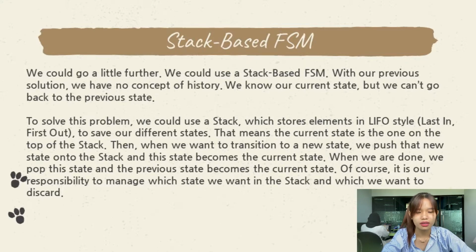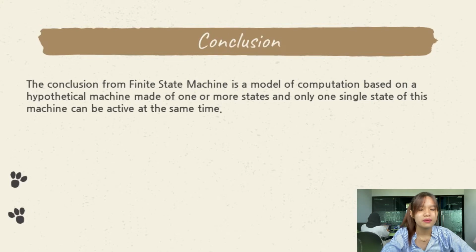Okay. The conclusion is that a finite state machine is a model of computation based on a hypothetical machine made of one or more states, and only one single state of this machine can be active at the same time.